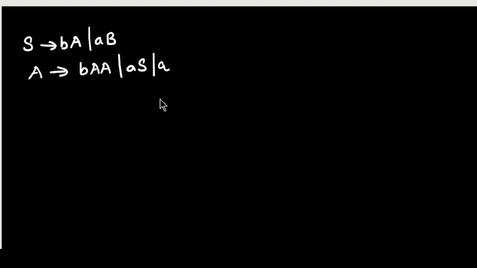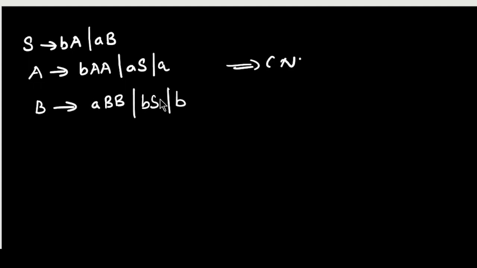Note down the question. S gives BA or AB, then A gives BAA or AS or a, then B gives ABB or BS or b. So you convert it into CNF.